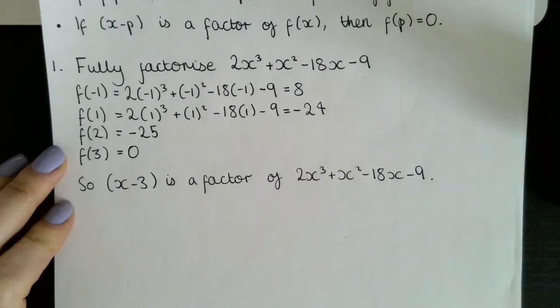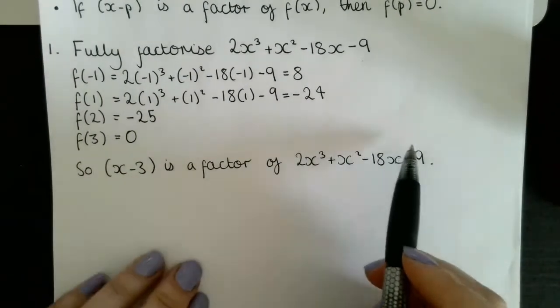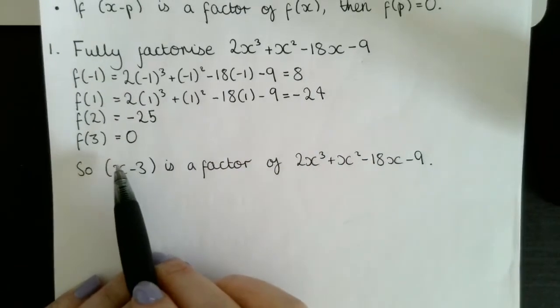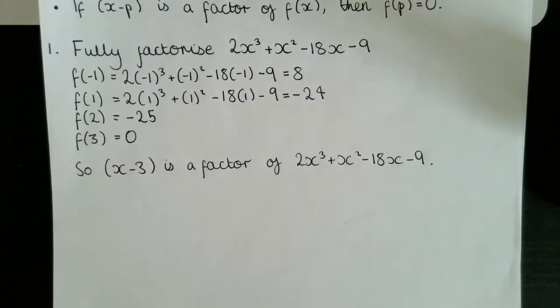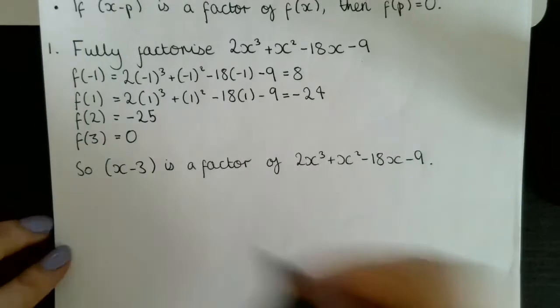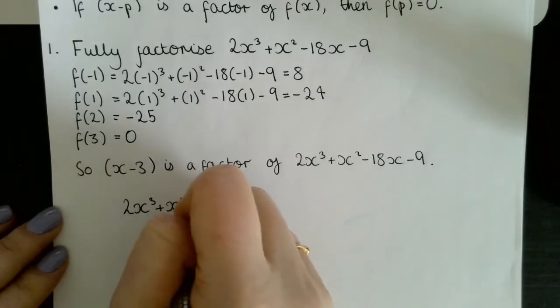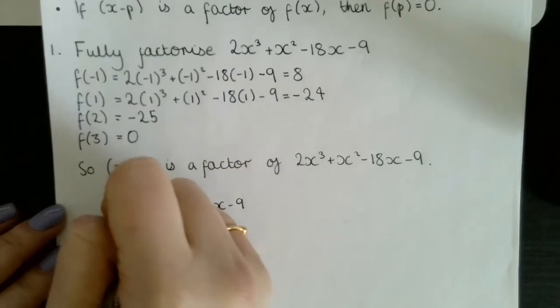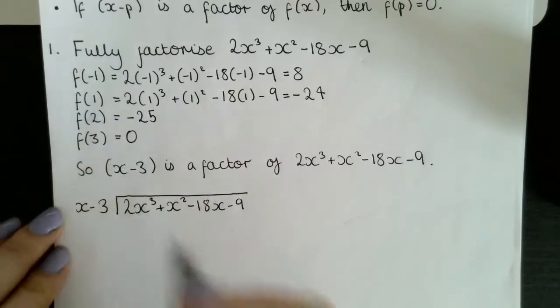Now, because x minus 3 is a factor of this polynomial, if we divide the polynomial by x minus 3, we can then find the other factors of that polynomial. So I'm going to use my algebraic long division to do 2x to the power of 3 plus x squared minus 18x minus 9. I'm going to divide that by x minus 3.